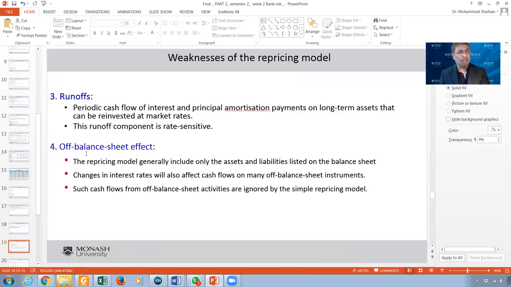Now the runoffs, which is problem number 3. When we have payments during the time, we don't take care of that. That can't be right, because when there is a payment of a loan for 3 years, according to the repricing model, I will put it under 3 years. But actually this loan is a car loan, for example, which means there is a payment every month.